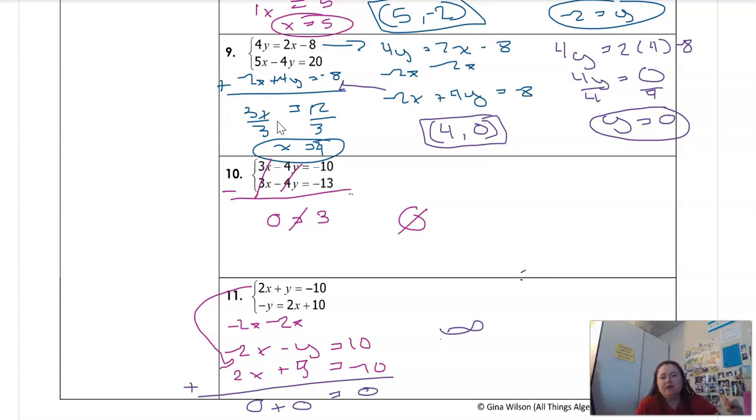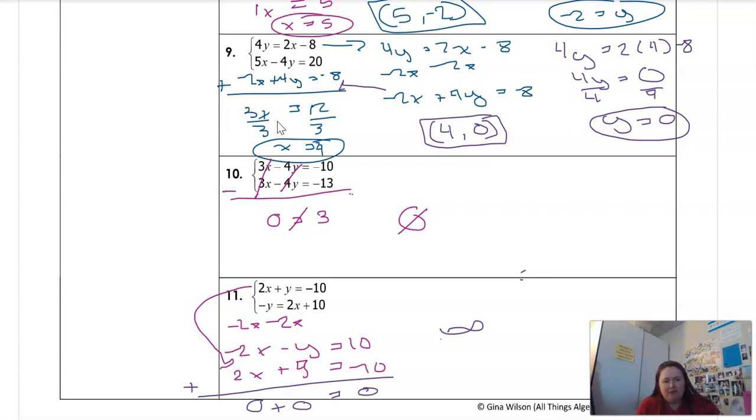And then the next two are kind of different situations. So in the first one, I looked and I was like, okay, well, I've got 3x and 3x. So if I subtract, that'll make those cancel. Well, that also makes the y's cancel. So I end up with 0 equals negative 10 minus negative 13 is positive 3. Well, that's not true. So that actually means there's no solutions. So if you get a statement that's not true, remember that's just like solving an equation. It's just no solution.